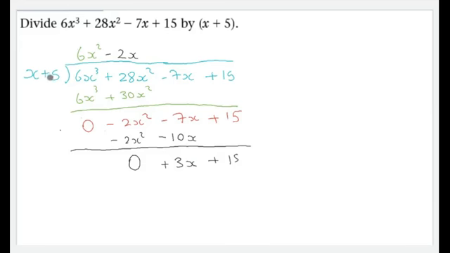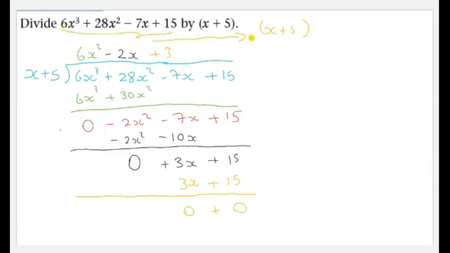And then we go again, x into plus 3x would be plus 3. So 3 times x is 3x. 3 times plus 5 is plus 15. And then we subtract, so that's 0 plus 0. So if you like, our factorization for this cubic term becomes x plus 5 multiplied by 6x squared minus 2x plus 3.